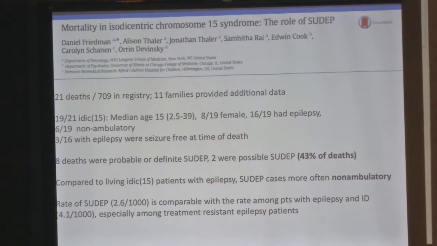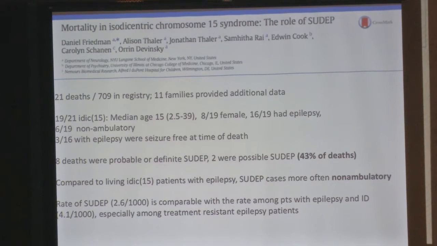So here's what the study found, and again, I think he's going to talk about this in more detail. In the registry of 709 patients, there were 21 deaths reported, and they went back and looked at data from the registry, and then they went and contacted families to see if they could get more information. 11 families provided additional data through interview and through medical records. So again, limited sample in terms of the details that they had, but here's the bottom line.